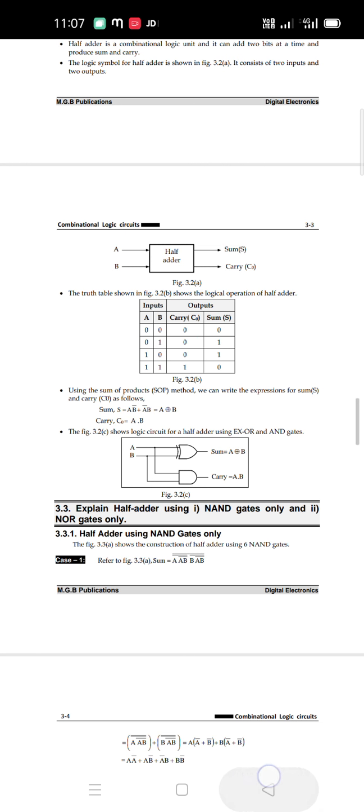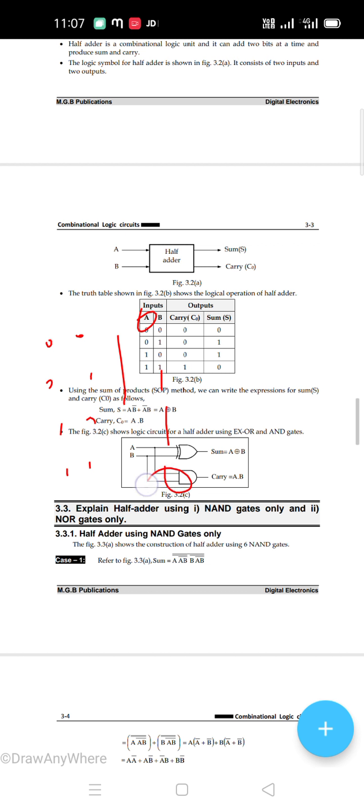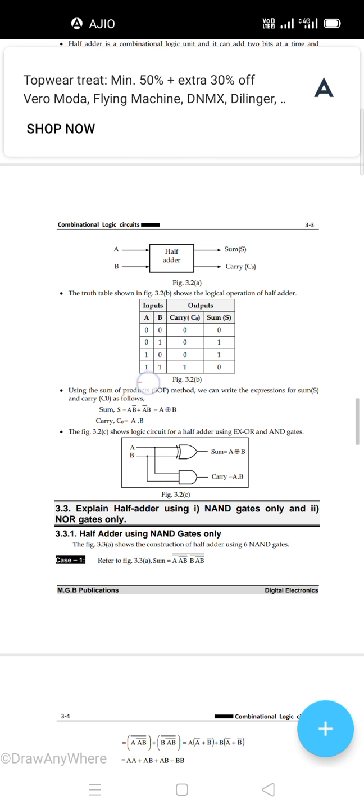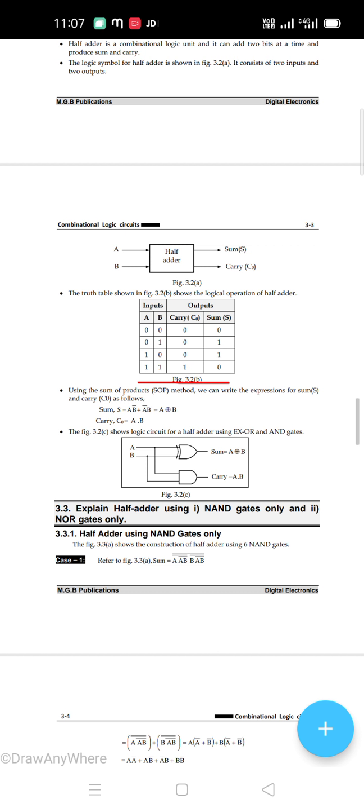Here we have the inputs 0 0, 0 1, 1 0, 1 1. What is the sum? 0 plus 0 is 0, 0 plus 1 is 1, 1 plus 0 is 1, and 1 plus 1 is 0 with carry 1. So 1 plus 1 gives sum 0, carry 1. This is a very important thing you must remember when adding 2 bits in a half adder.